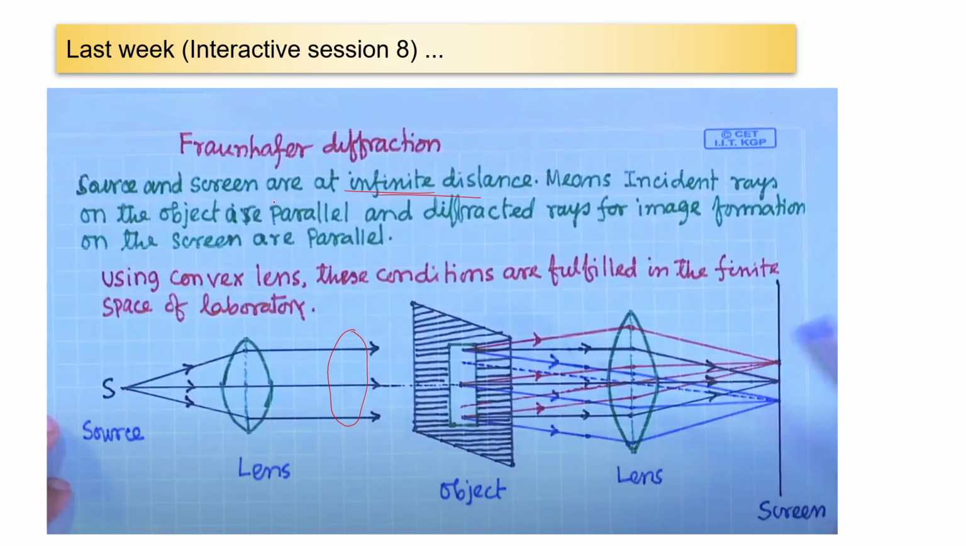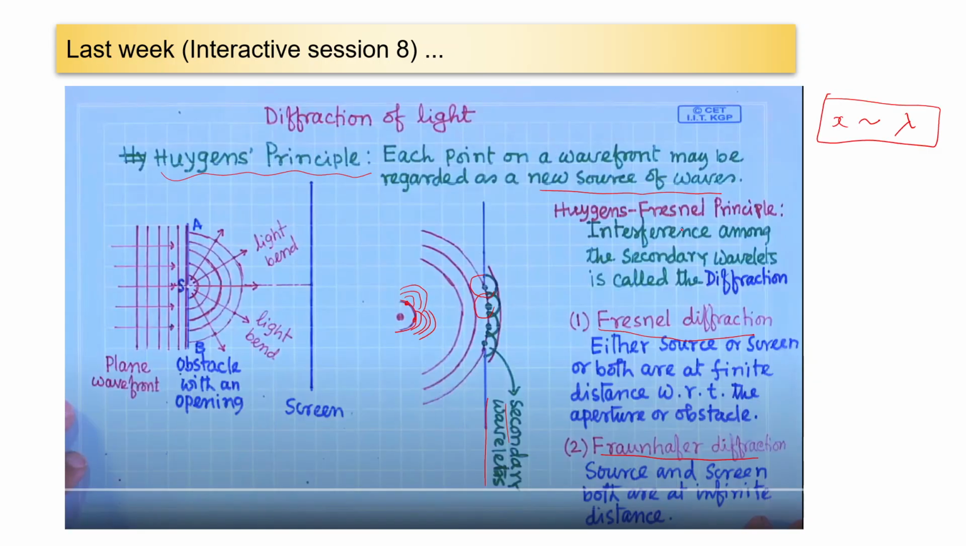So any phenomenon that is happening under Fraunhofer diffraction means the source and the screen are at infinite distances. That means we are talking about parallel incident rays. Okay, and the other one is Fresnel diffraction, which we will be discussing this time. Here either the source or the screen or both can be at finite distance with respect to the aperture or the obstacle.